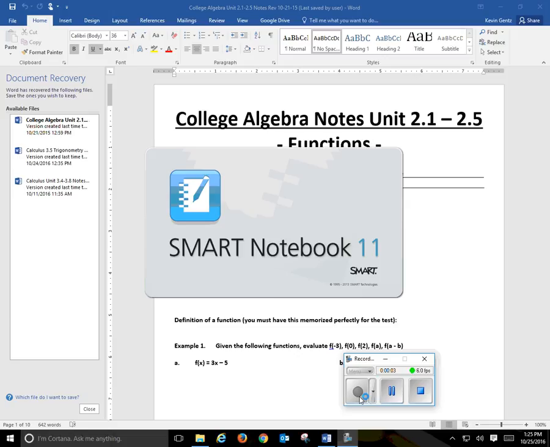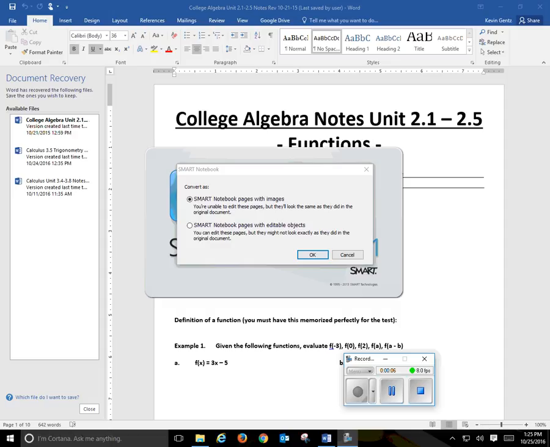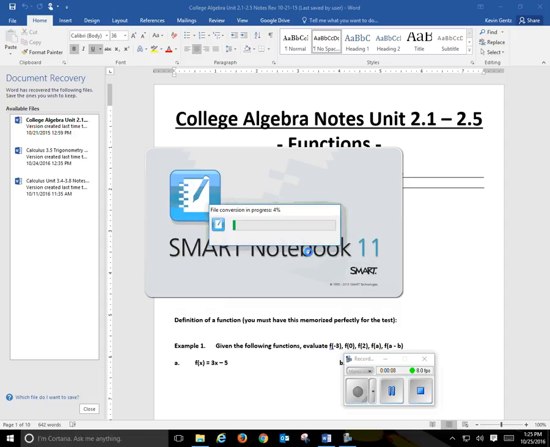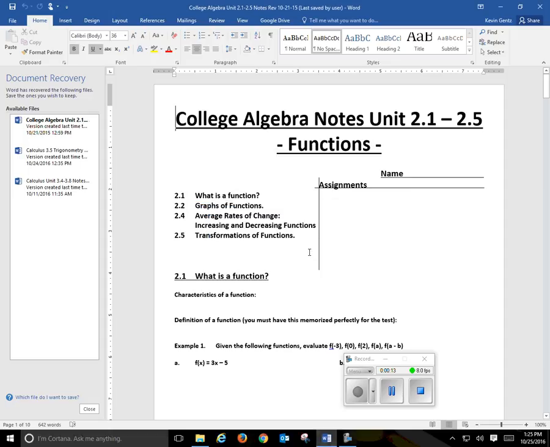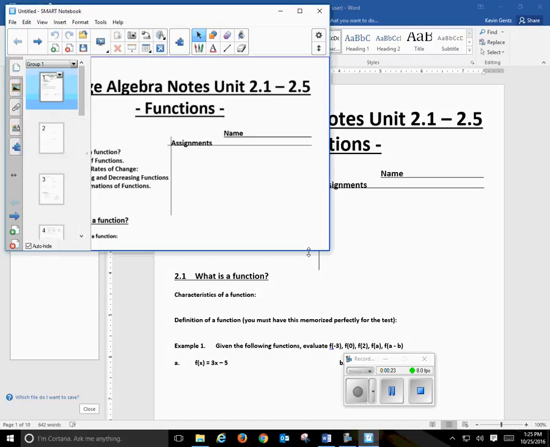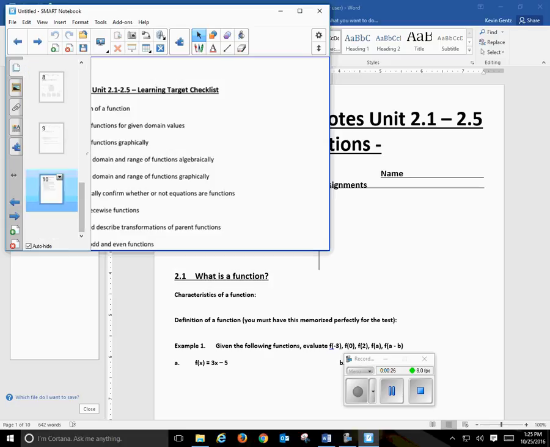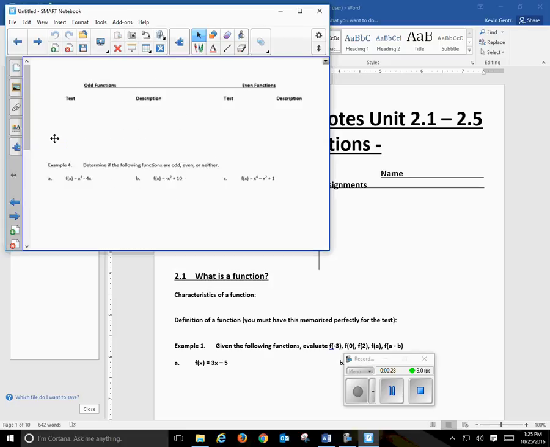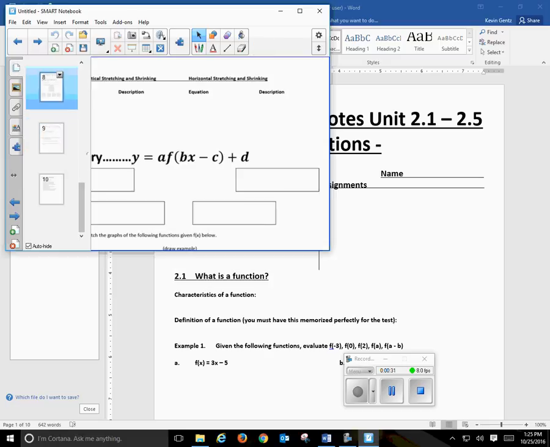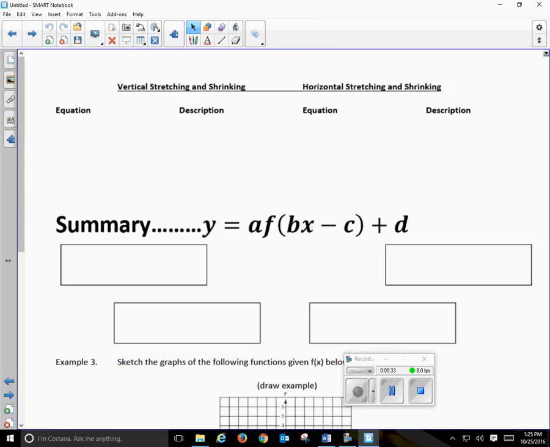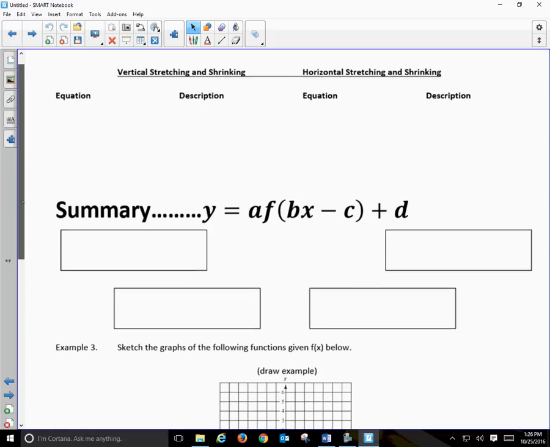Okay, as converting to a smart notebook, we're going to turn to one of the very last pages in your notes. We are going to summarize all the different transformations that happen to your functions. And here we are. Okay.